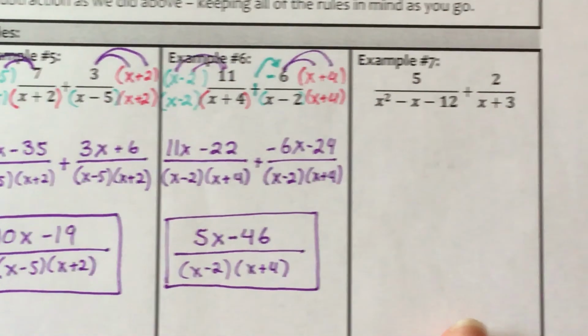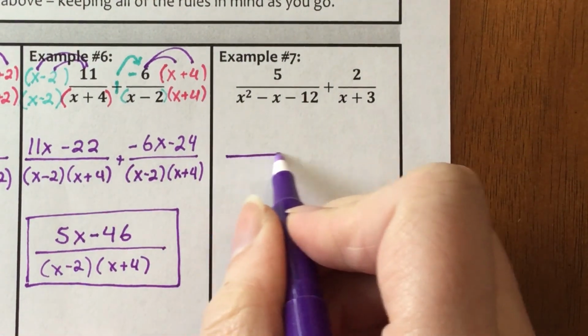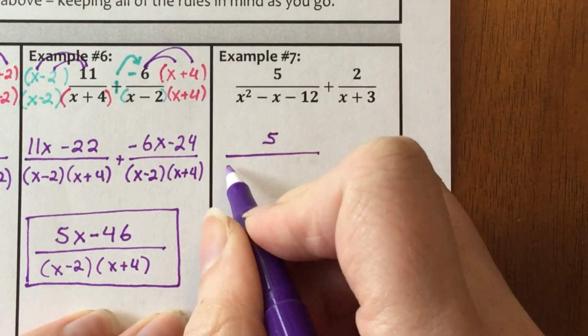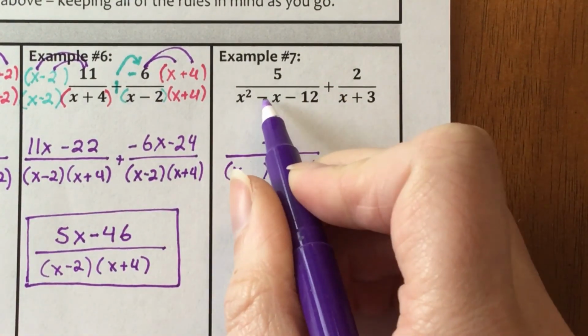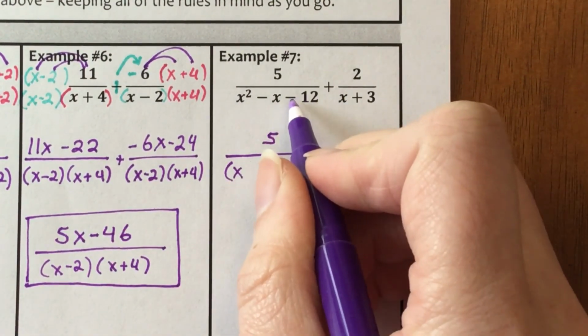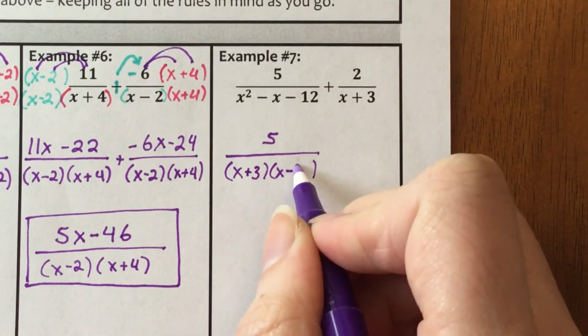Okay, last one, number 7. This one is different because the denominator is a trinomial. It's not factored out. So let's go ahead and factor out that denominator. Okay. So our first fraction is 5 over x and x. Let's see, minus for the big one, different sign for the small one. Looks like plus 3 and minus 4.